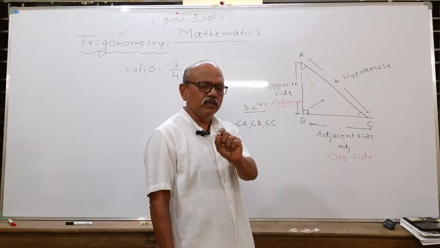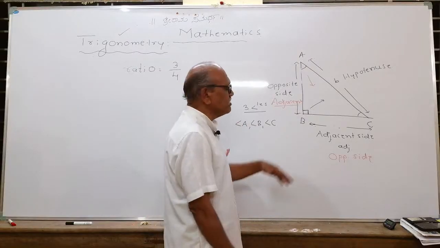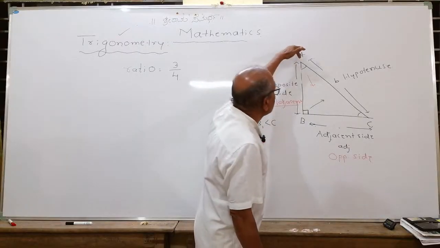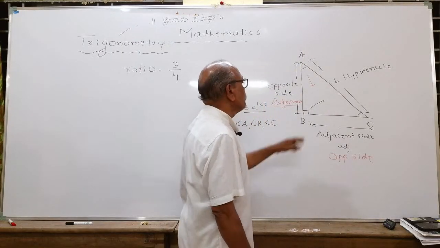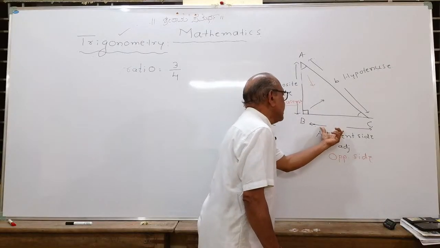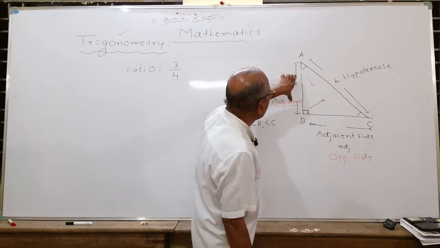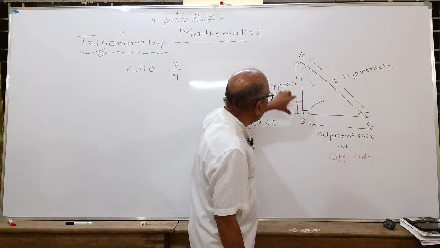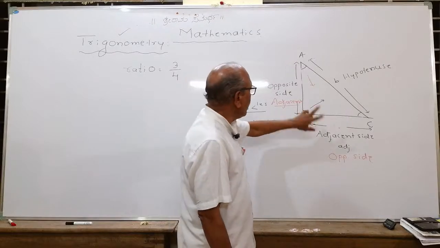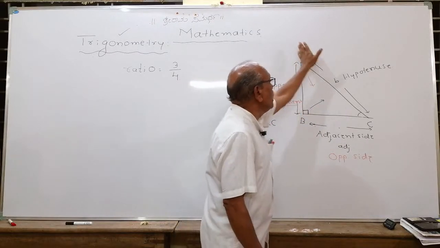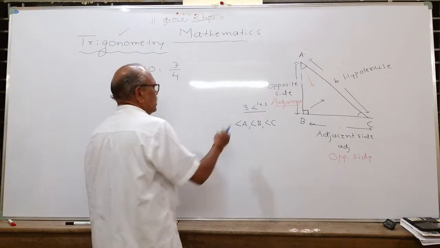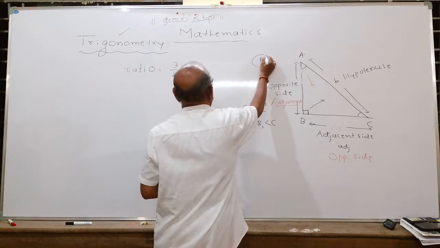Open your notebook and jot down the important points as and when I explain. This is a very important thing. With respect to A, this is opposite. With respect to angle C, the adjacent side will be BC. With respect to the other angle, adjacent side will be AB. Only adjacent and opposite will change, hypotenuse will remain constant. That is the first point you have to note in the study of trigonometry.